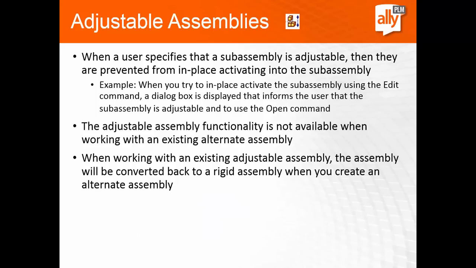When you specify that one of your subassemblies is adjustable, you're prevented from in-place activating into the assembly. So just for an example, if we place that hinge subassembly into a top level one, you click on it and go into the edit command, it's going to pop up a little dialog box saying, hey, you can't do the edit in place. You have to actually open up that subassembly to make any edits to it.